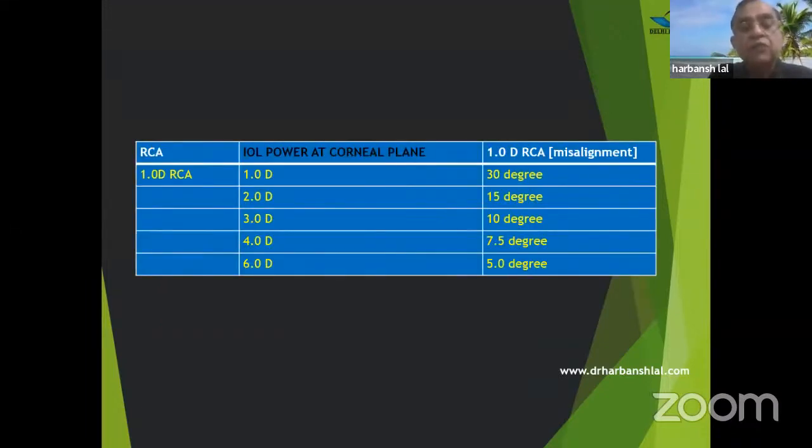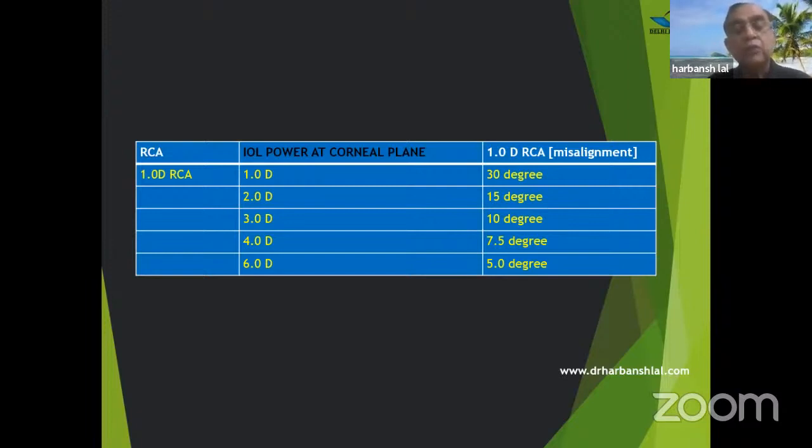That means if we look at this chart, if there is 1 diopter of residual correctable astigmatism, so IOL power at the corneal plane, if it was 1, there is a 30 degree misalignment. If it was 2, it is a 15 degree misalignment. If it is 3, it is a 10 degree misalignment. All these 3 patients can be taken up for realignment because there is a significant misalignment.